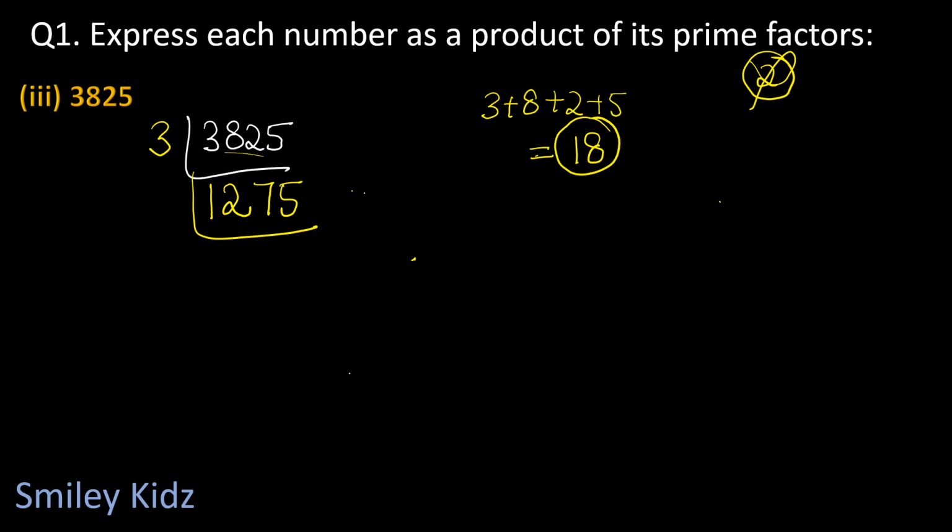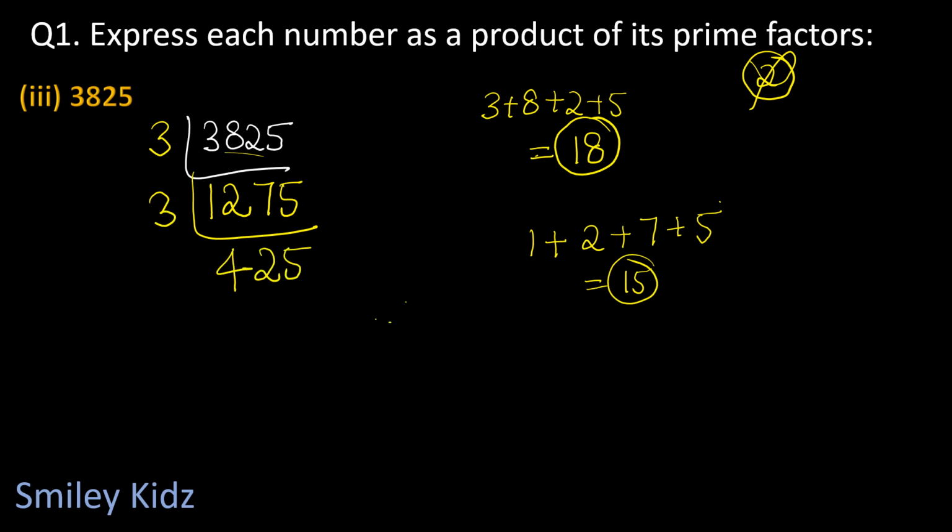Now you tell me, is this number divisible by 2? Not at all, isn't it? Is this number divisible by 3 by the way? Let's check. 1 plus 2 plus 7 plus 5. What is 1 plus 2? 3. 3 plus 7 is 10 and 10 plus 5 is 15. Now is 15 divisible by 3? Yes, it is. So it is divisible by 3. 3 4s are 12, 3 2s are 6 and 3 5s are 15. So we have 425.